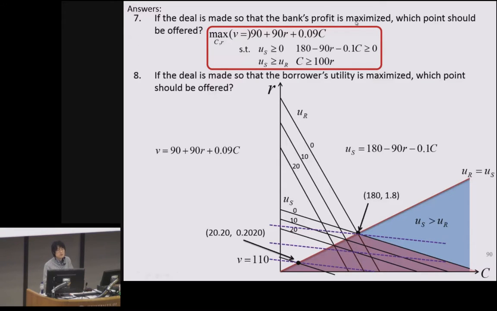This is the mathematical formulation of the bank's problem. The objective function is their own payoff, V, assuming that Brown Bakery will select the safe project. Yes, the bank wants Brown Bakery to select the safe project. Of course, the bank cannot force Brown Bakery to select the safe project because project choice is not observable. They choose the contract R and C, interest rate and collateral, and this contract should be such that Brown Bakery will voluntarily select the safe project. So, C should be no smaller than 100R.